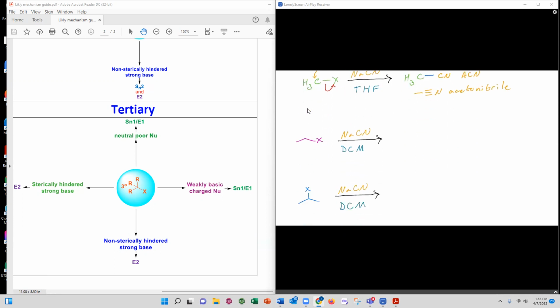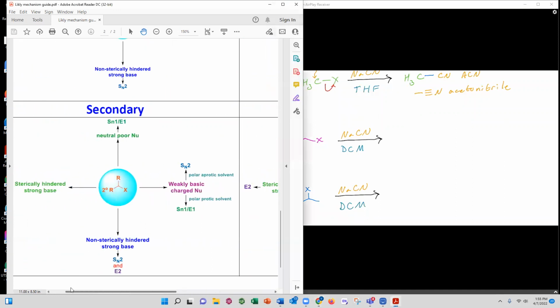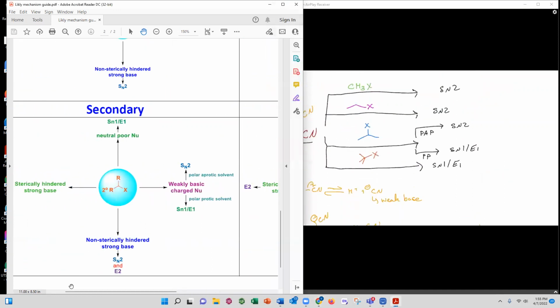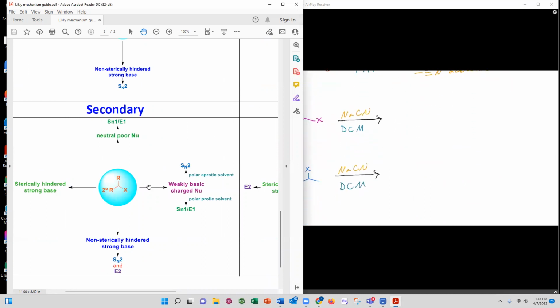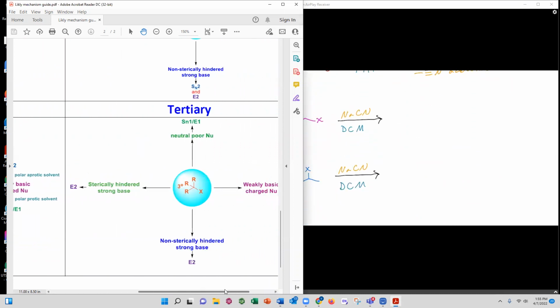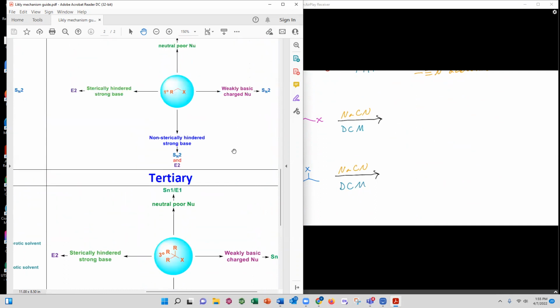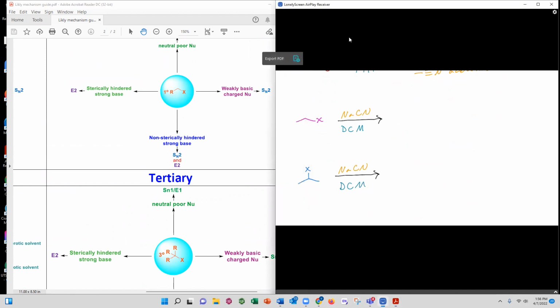So fun fact. All right. So again, going over to our primary substrate. When we look at this, primaries with a weakly basic charged nucleophile are only going to undergo SN2. Again, it's not a strong enough nucleophile to facilitate E2. So again, very easy substitution reaction.